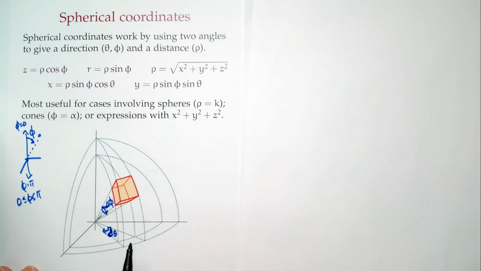Where is the change in rho? Well, the answer is it's how far out you go from your origin. So this is your delta rho. All right.